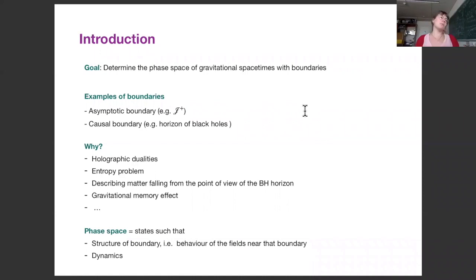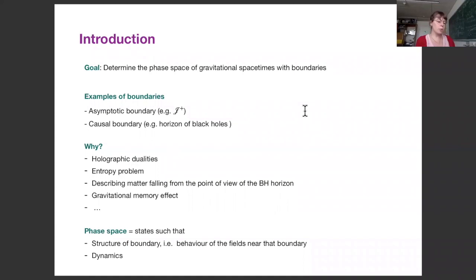And why are we interested in describing those surfaces? There are tons of reasons, and I mention a couple of them. One of them is obviously the holographic dualities, where it is conjectured that the bulk physics is encoded on the boundary of the space-time. So that's one point.